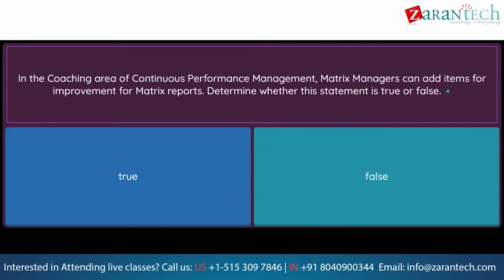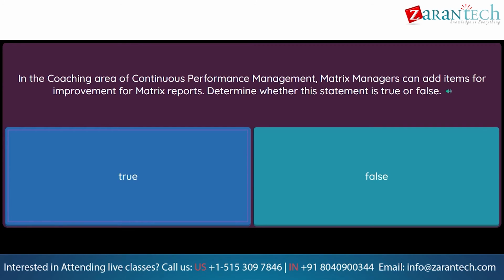Question: in the coaching area of continuous performance management, matrix managers can add items for improvement for matrix reports. Determine whether the statement is true or false. Option 1 true. Option 2 false.